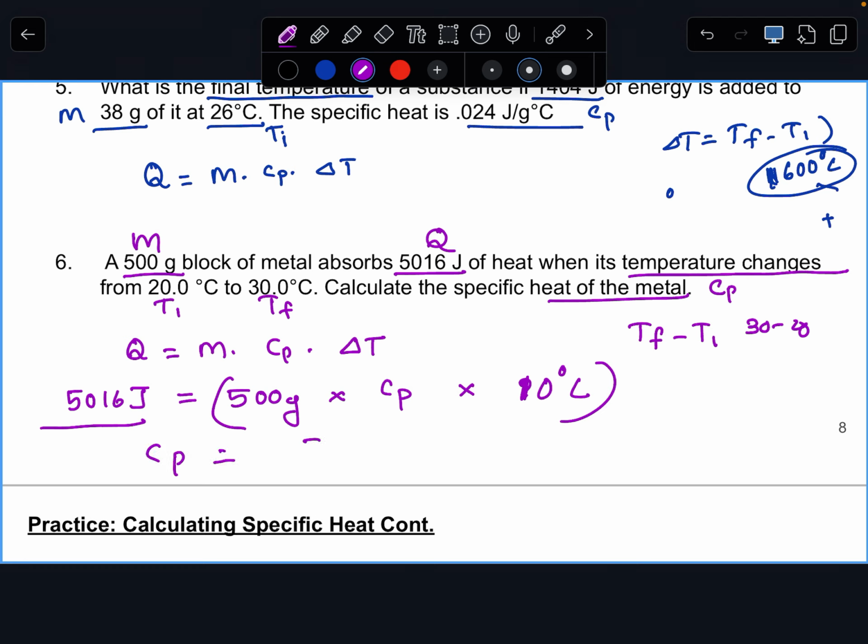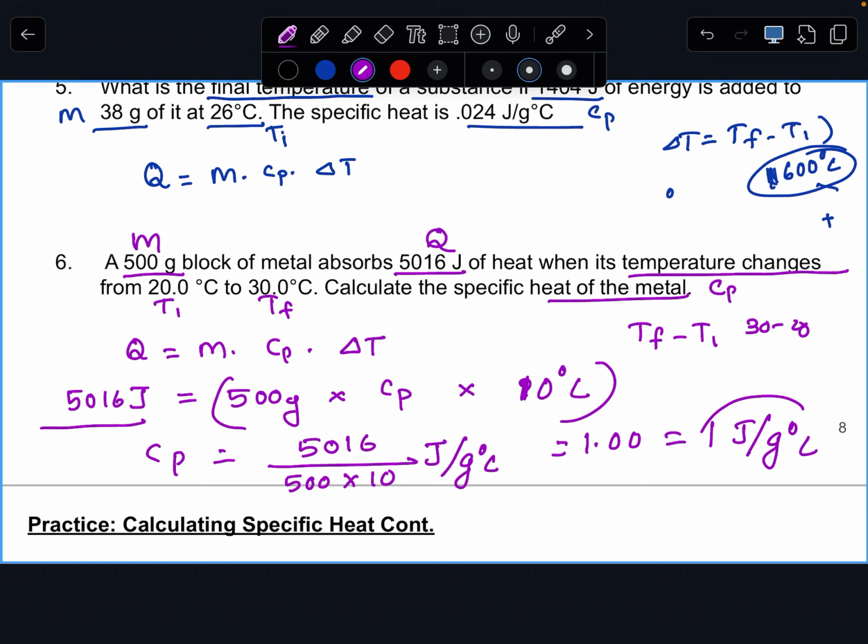So Cp will be equal to 5016 divided by 500 times 10. You can do that easily. 500 times 10 is 5000. The only unit remaining here is joule per gram degree Celsius. So that's how you are getting the answer. Let me calculate that for you. 5016 divided by 5000 will be 1.0032. But we need only one sig fig, so you are writing your answer as 1 joule per gram degree Celsius. Okay, that's how we do the calorimetry specific heat calculation.